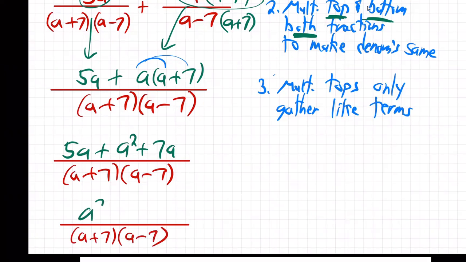So what do we have? A squared and then 5a and 7a, 12a. And that's it. We're done right there.